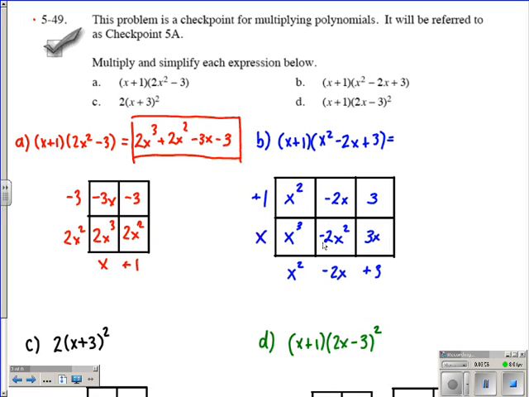Our highest degree, x to the third. I have a positive x squared and a negative 2x squared. So this positive one will cancel out one of the negatives, leaving me with minus x squared. These two negative x's will cancel out 2 of the 3 positive x's, leaving us with plus x. And then the 3 would be our constant at the end. So we get x to the third minus x squared plus x plus 3.